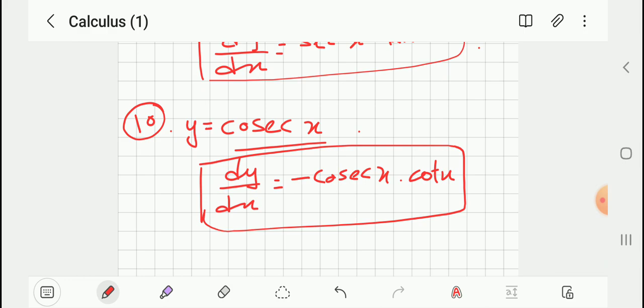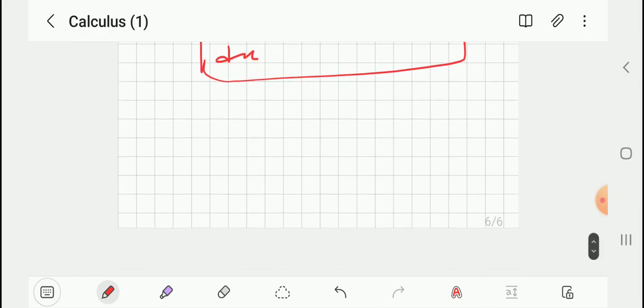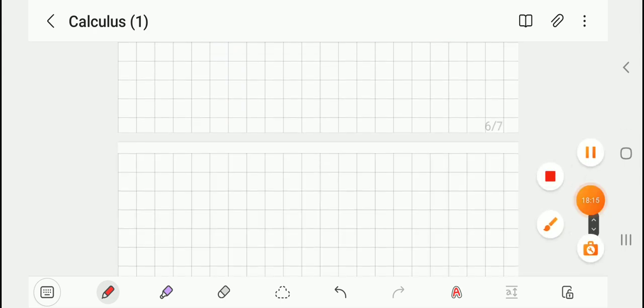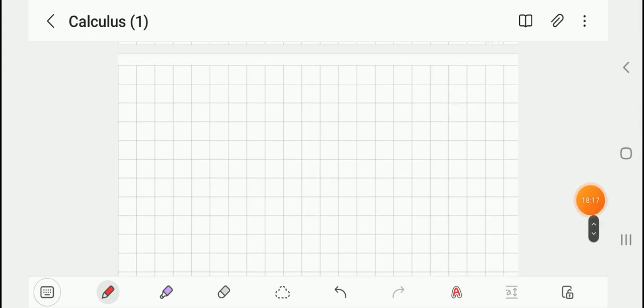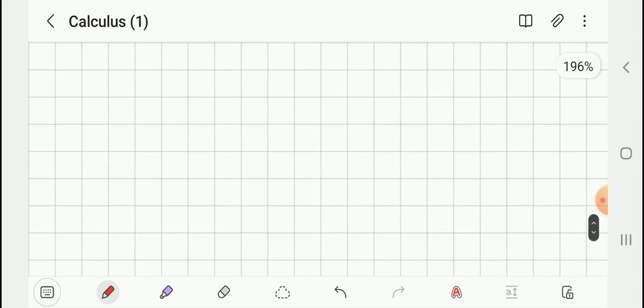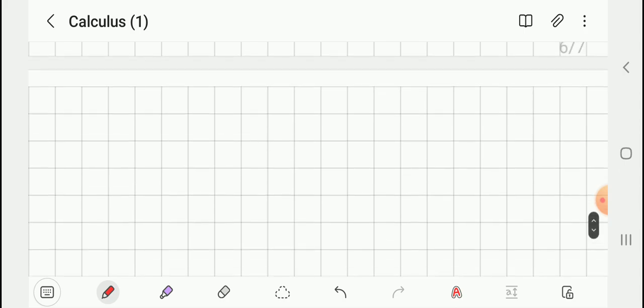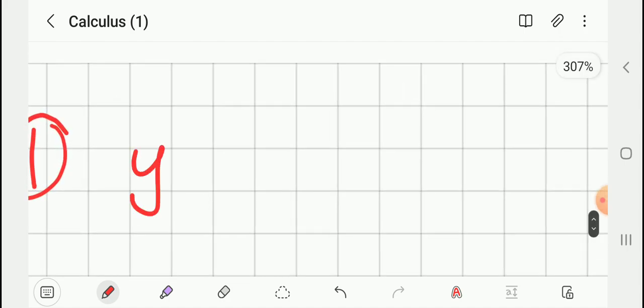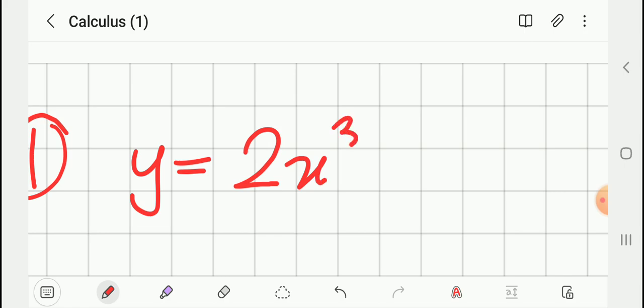Right? Now, for your clear understanding, let's practice some numericals. We'll do 4 numericals. Let's do it without wasting any time. Right. First one, let me think of a sum. Let's take y is equal to 2 to the power x, plus 2x cube.